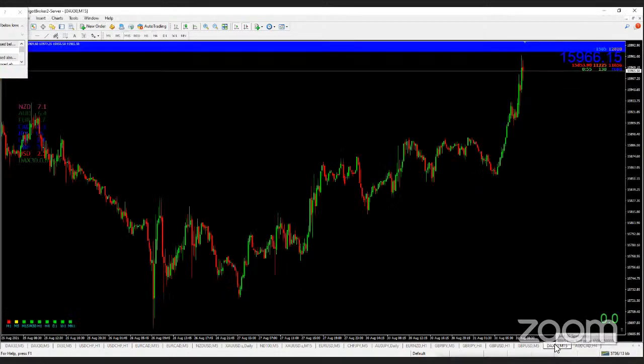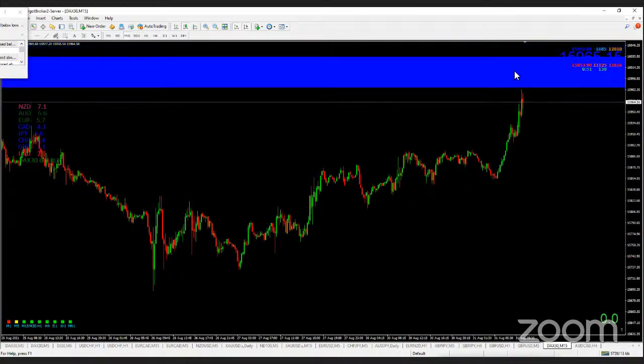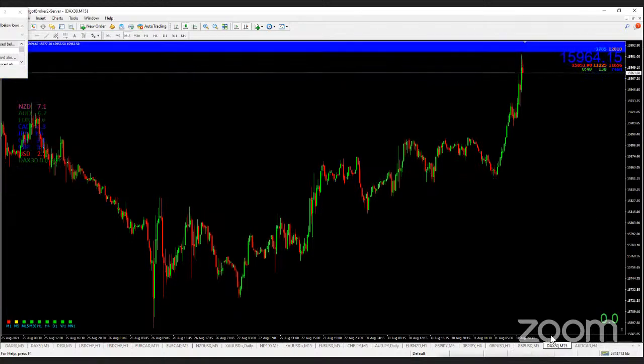Okay, let's find some other trades. This one as well, the DAX, it's also at resistance, so we won't be doing anything with that one.